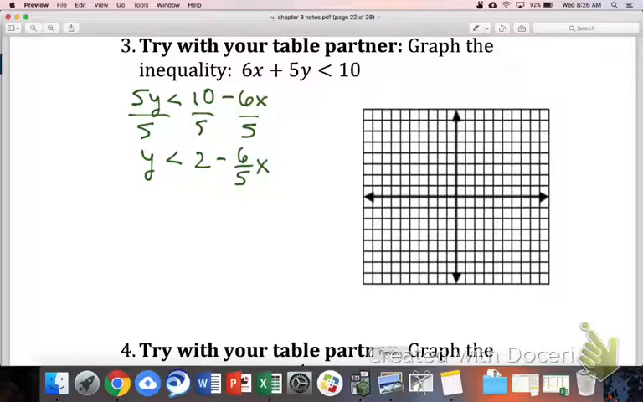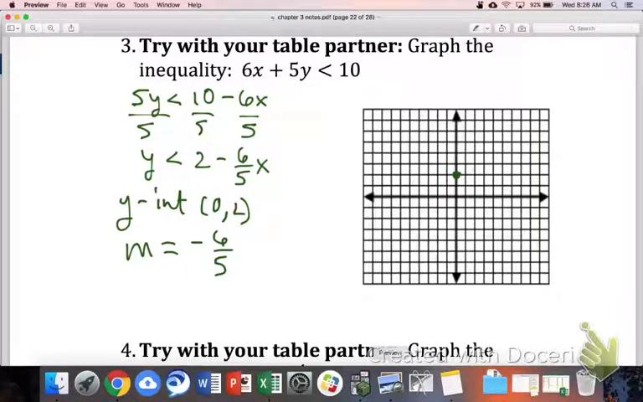Okay, so from this we should be able to get the y-intercept, and we should be able to get the slope. So, Sam, what's the y-intercept? The y-intercept is 2. Yep. So the y-intercept is (0, 2). So I'm going to graph that first. So (0, 2) is right there. And then we need to count off our slope, right? So the slope in this case, anybody? Negative 6/5. Yep. So slope is negative 6/5.